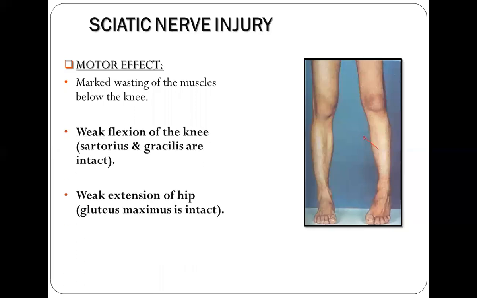Now this is just an extra point. The movements which are intact for the patient will be a weak flexion of the knee, which is possible because sartorius and gracilis are intact. And a weak extension of the hip is possible because gluteus maximus muscle is intact.